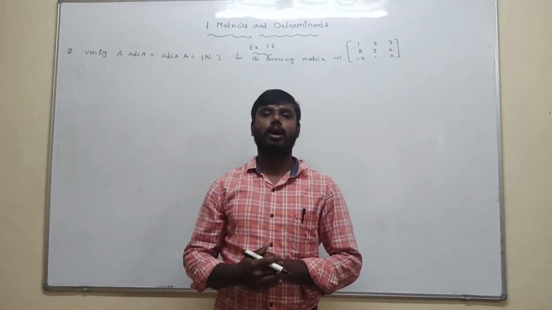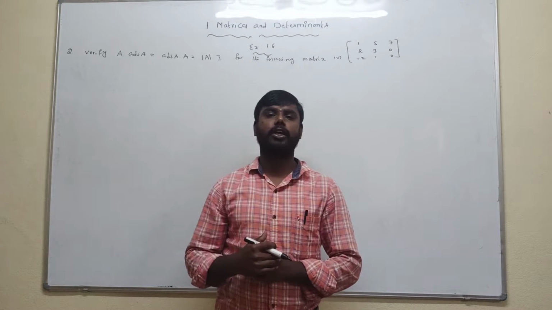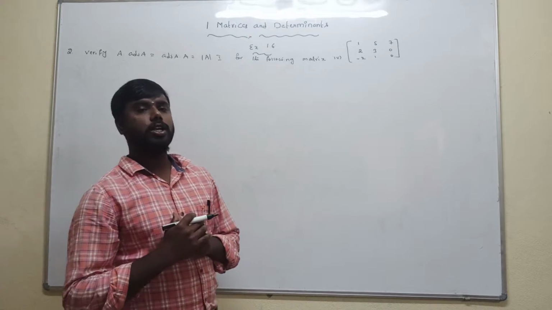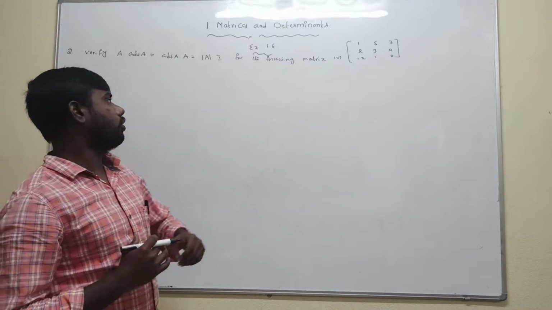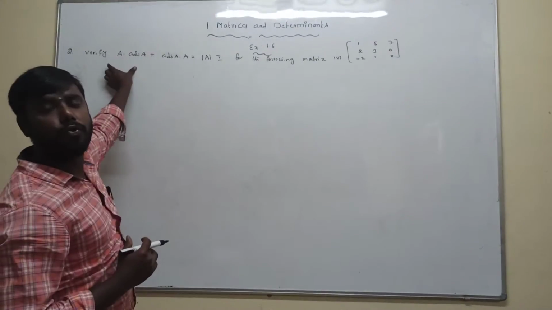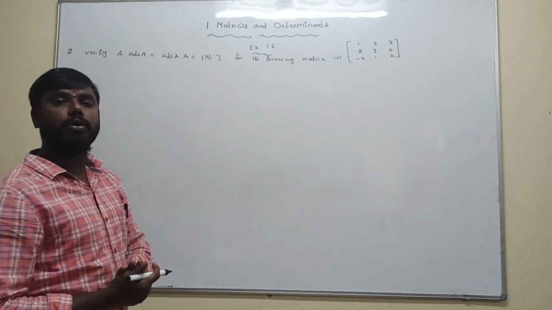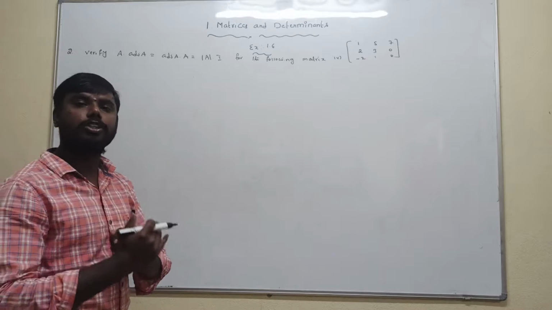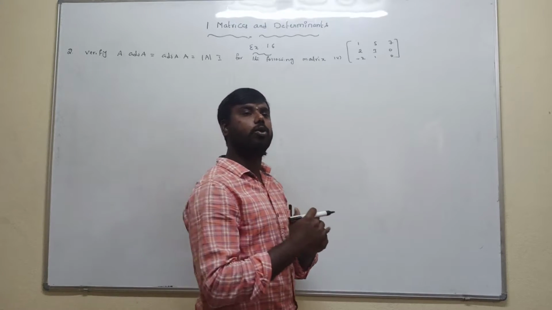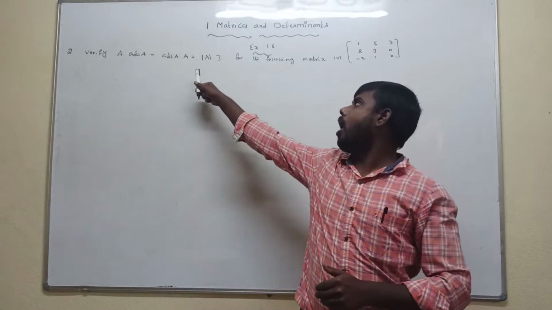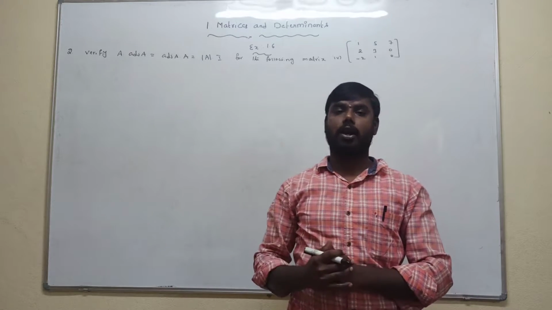Today we are discussing exercise 1.6, question number 2. Left of the question today we are discussing, see the Roman number 4. They are asking here also verify A into adjoint of A is equal to adjoint of A into A is equal to determinant of A into I. We have to verify whether all the conditions are equal or not.